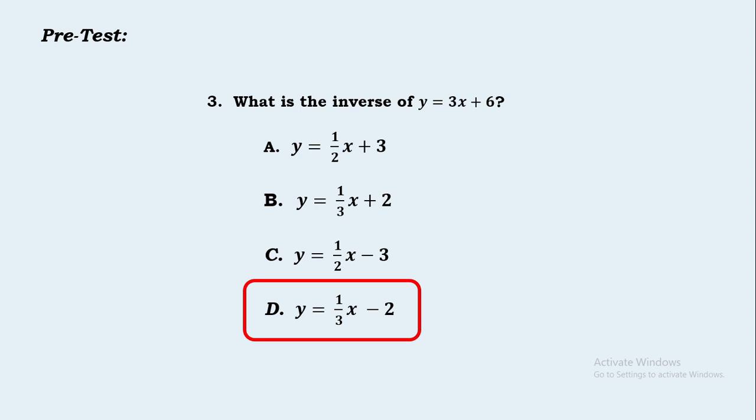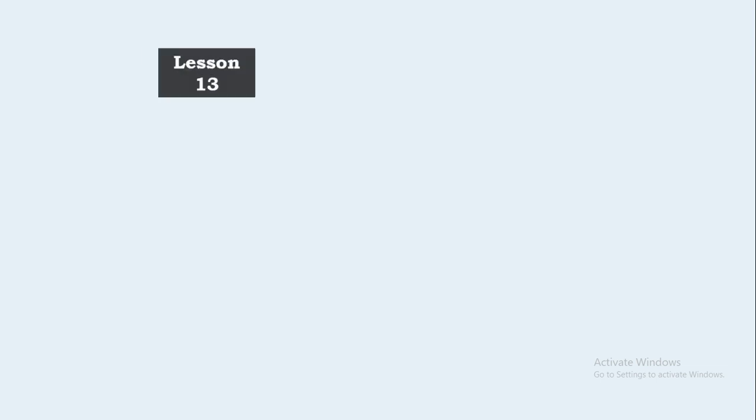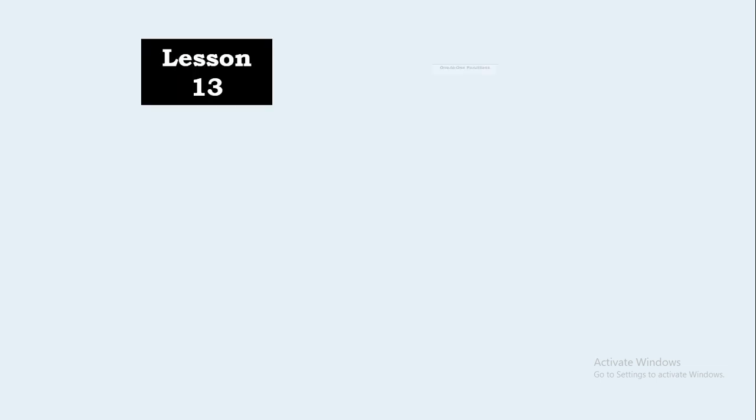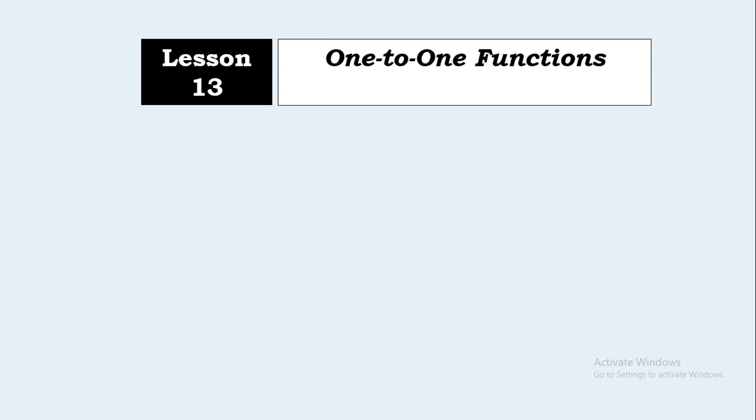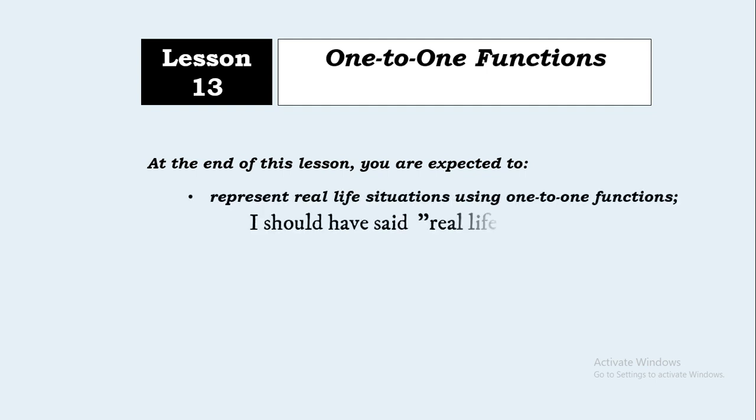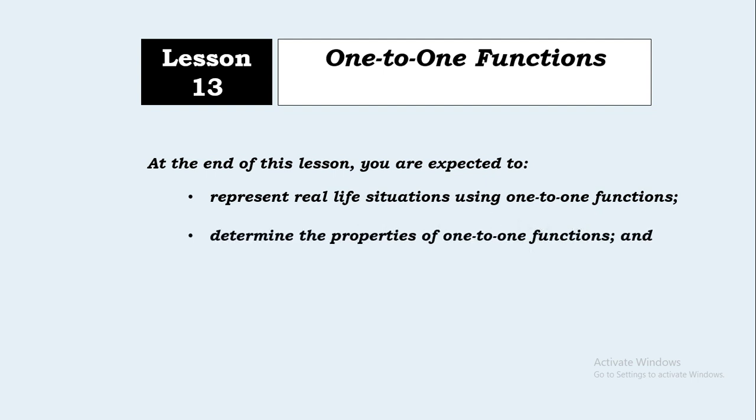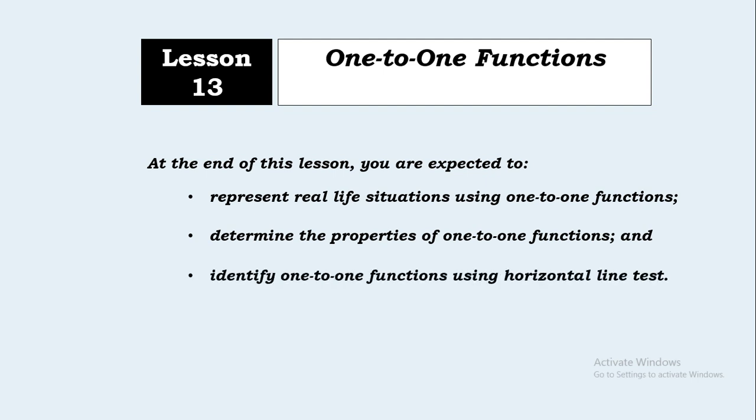To proceed, we have to find out how we get the answers in our diagnostic test from numbers 1, 2, and 3. So let us have lesson 13, which is about one-to-one functions. At the end of this lesson, you are expected to represent real-life functions using one-to-one functions, determine the properties of one-to-one functions, and identify one-to-one functions using the horizontal line test.